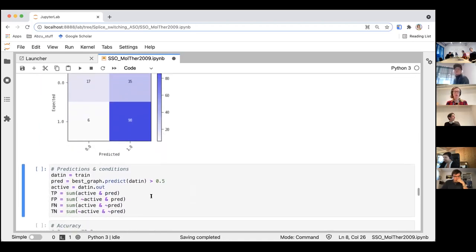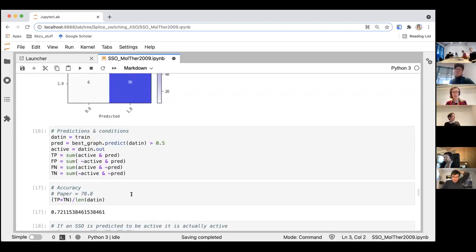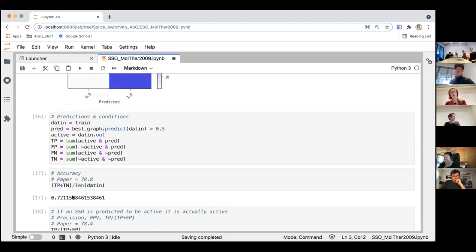And from that, we could calculate the metrics for the full data set and compare them to what they found in the paper. So they have an accuracy of almost 80. For the complete data set, we have 72. In the paper, it should be said that they don't split between train and test. They do the whole classification on the whole data set.